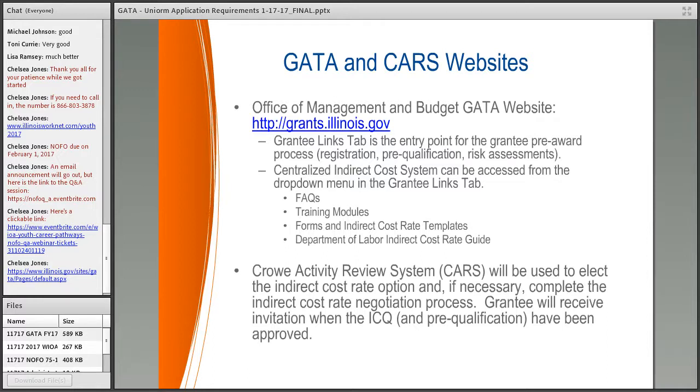If you go to the Indirect Cost System on the Grantee Links tab, you'll find frequently asked questions and training modules, both related to indirect cost rates in general and applying for a rate from Crowe Horwath, the state's indirect cost rate vendor. There are also forms and indirect cost rate templates, and for reference, there's also the Department of Labor Indirect Cost Rate Guide. Now, separate from the GATA website is the Crowe Activity Review System, otherwise known as CARS, and that is what grantees will use to elect the indirect cost rate option, and if necessary, complete the indirect cost rate negotiation process. The Crowe Activity Review System is not available to the public. Grantees will only receive access to the CARS system after their ICQ, or their financial risk assessment, has been accepted by the state.